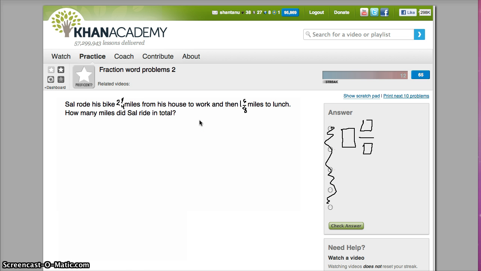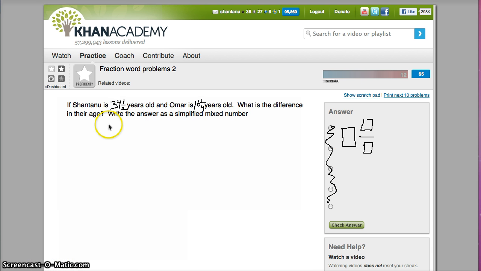Another possible problem could be something like this: if Shantanu is 34 1/2 years old and Omar is 16 1/4 years old. I'm not sure these are the right ages. Actually, I'm pretty close to that. What is the difference in their age? Write the answer as a simplified mixed number. And this is also one of the problems in the developmental math playlist called subtracting mixed numbers word problem.